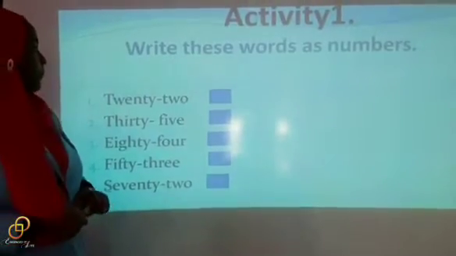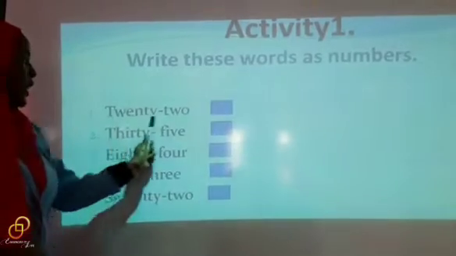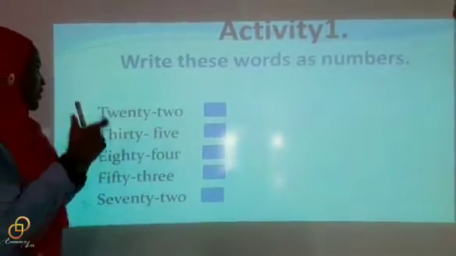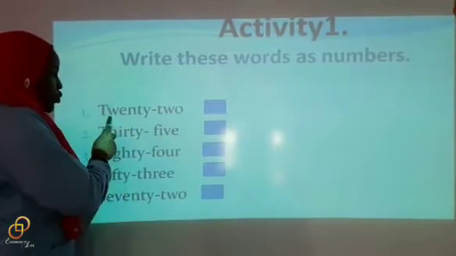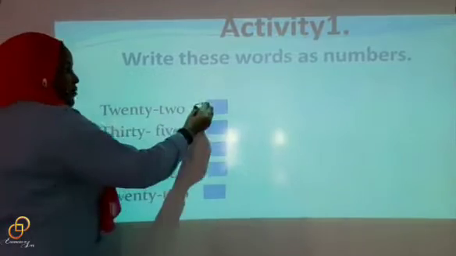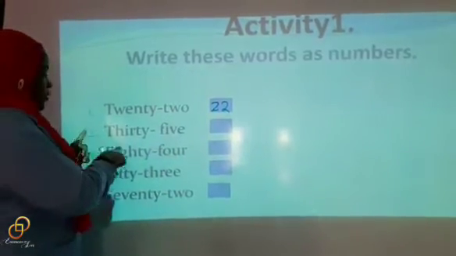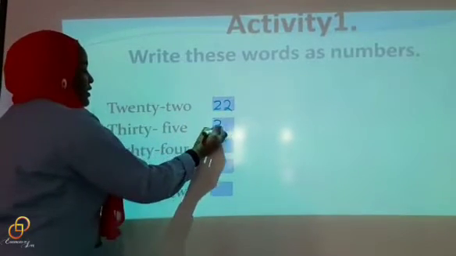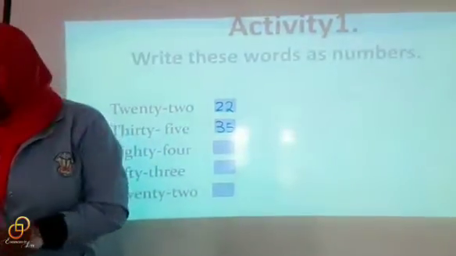Activity 1. Write these words as numbers. These are in words, so we want you to write them as numbers, as digits. Here we have 22. Okay, so I write 22. And I'll answer the second one also, which is 35. So I write 35 here. So I want you to answer the rest of the questions.